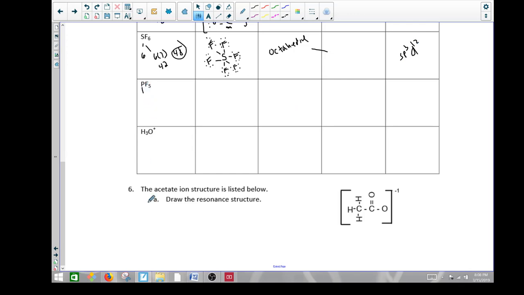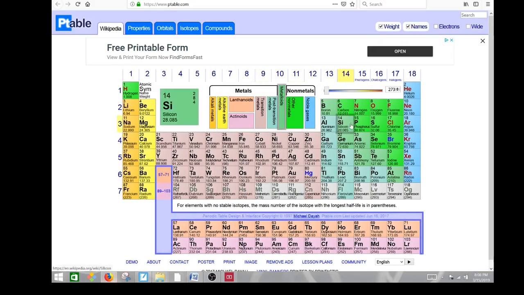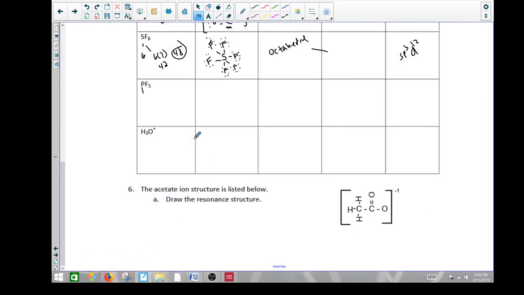All right, PF5. This guy's going to give me phosphorus, 5 valence electrons. So we're going to get 5, and then fluorine is going to be 5 of them, and 7 times 5 is 35 plus 5 is 40. 40 electrons. Set up our skeleton structure. Phosphorus, fluorine.